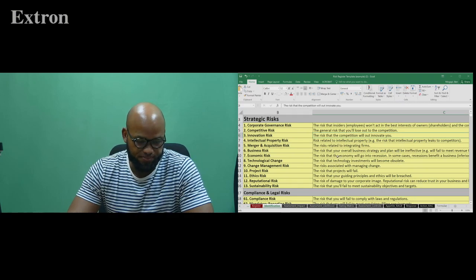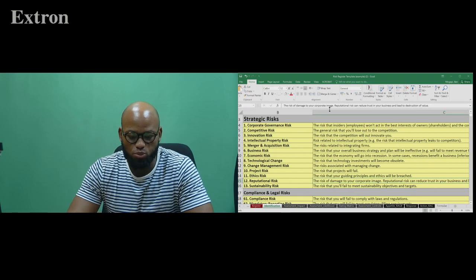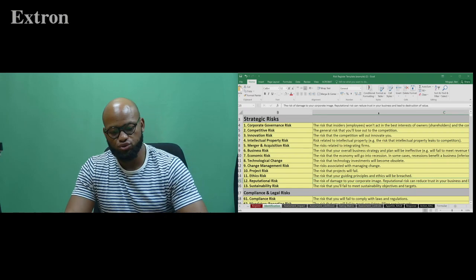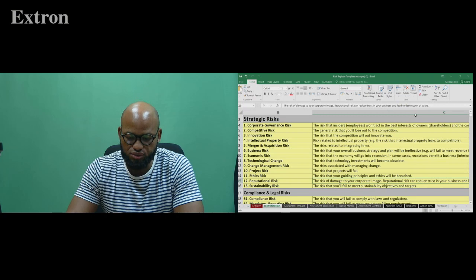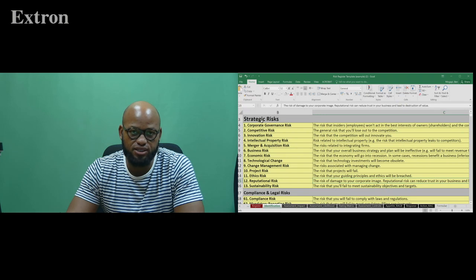What else is in here? Reputational risk, the risk of damage to your corporate image. Reputation risk can reduce trust in your business and lead to destruction of value. Now, the thing to notice about all of these risks is that they will affect the company as a whole. They will affect every single division, business unit, subsidiary, and branch of an organization.